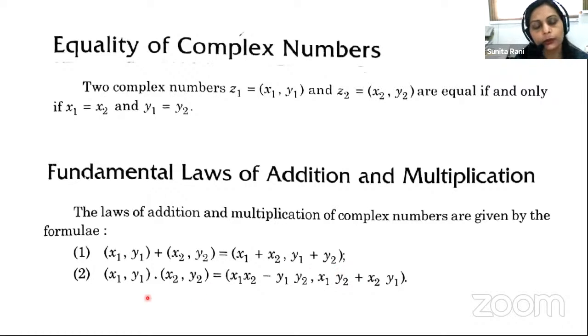We can multiply the two numbers also. See here, (x1, y1) dot (x2, y2). We can write these as x1 plus iota y1 dot x2 plus iota y2, and after multiplication we get four terms. After arranging the terms into real and imaginary parts, the real part is x1 x2 minus y1 y2, and the iota term is x1 y2 plus x2 y1. After simplification of this product, we get this result.